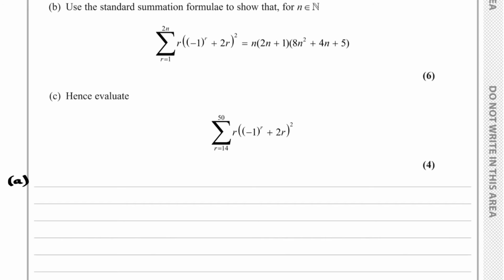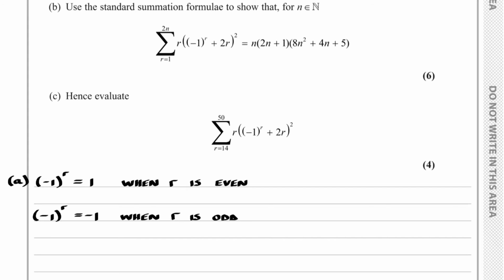So, let's consider this negative 1 to the r. What happens when r is even? Well, negative 1 to an even power is always 1. That's when r is even. But what happens when r is odd? Well, negative 1 to the r will always equal negative 1. That's when r is odd.